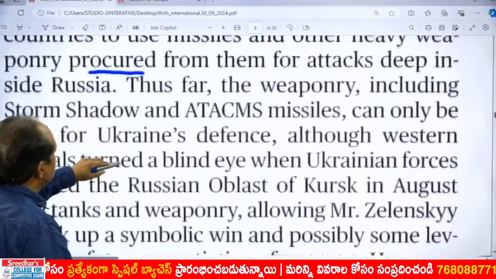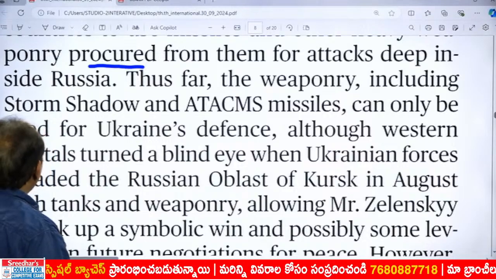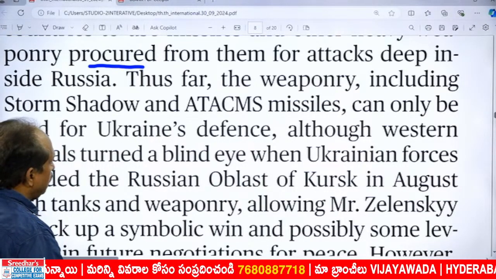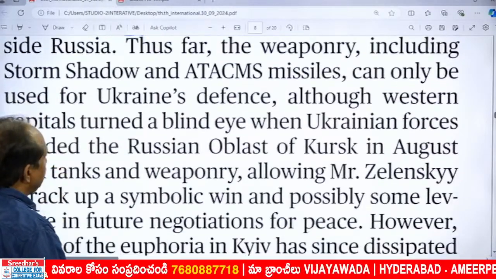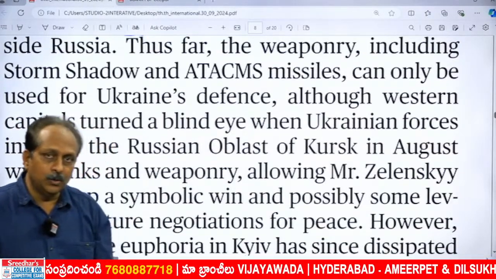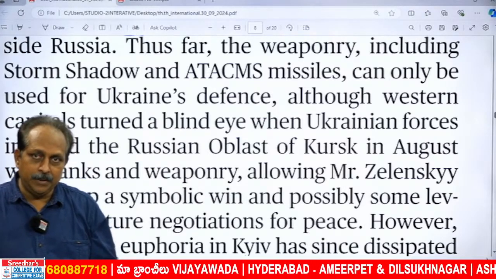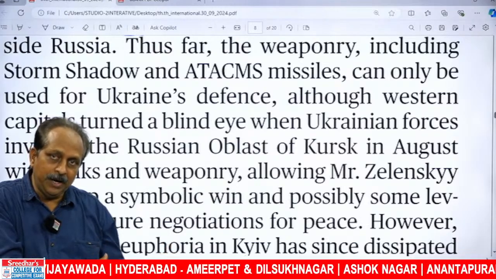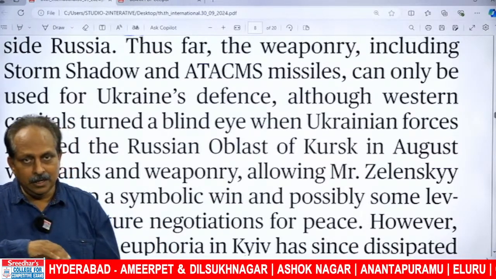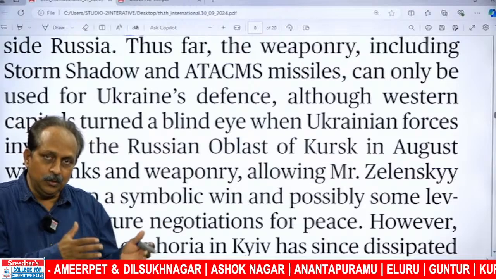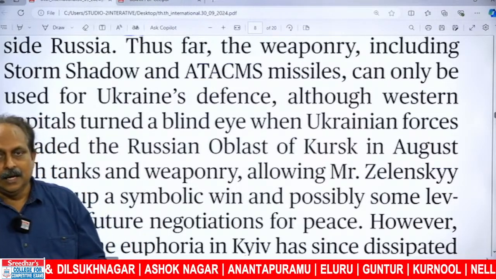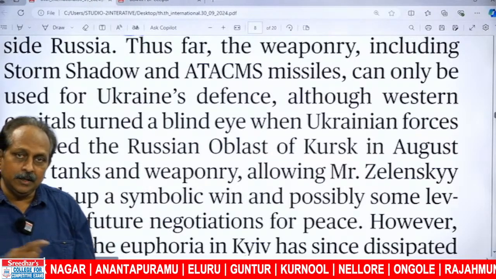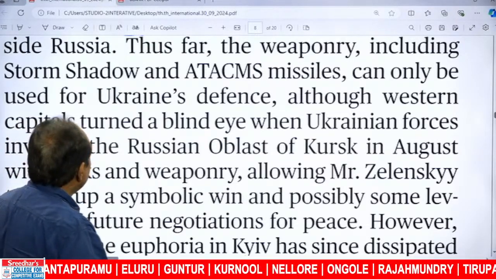Thus far, you can also say so far, the weaponry, including Storm Shadow and ATACMS missiles, can only be used for Ukraine's defense. Till now, so far, thus far, these weapons can be used only for defense. When Russia attacks Ukraine, to defend themselves, they can use them. But now it has changed. Now Ukraine wants to use these not for defense, for offense. It wants to use the same weapons to attack Russia, deep inside Russia. Based on that, the Russian president's statement.